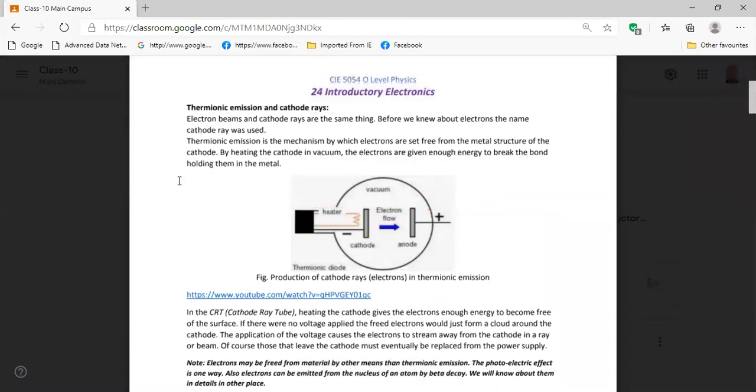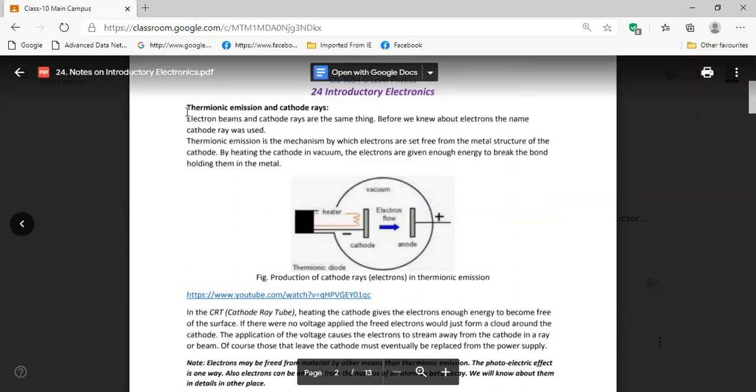Okay, now at least today, you write this heading. Topic, name you wrote, then write this heading: thermionic emission and cathode rays.